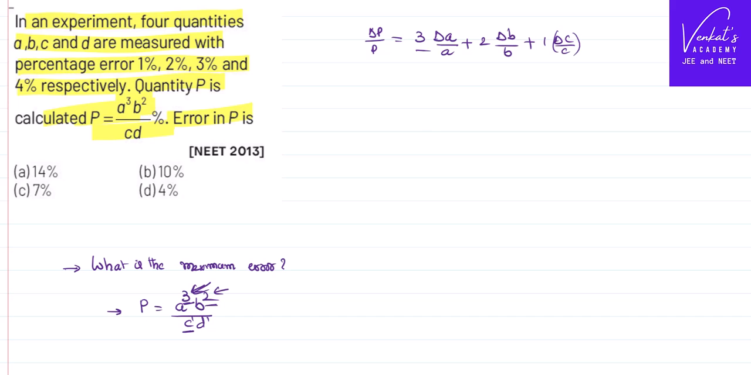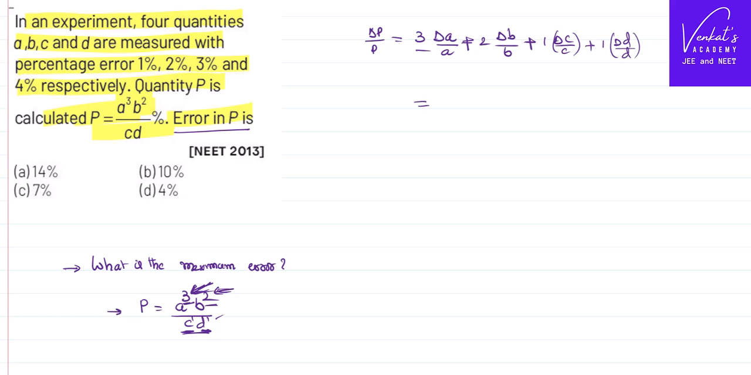Here, I want to give you a word of caution: if you are looking for an absolute error, whoever is in the numerator, we have to add a plus. Whoever is in the denominator, we have to add a minus. But if we are looking for a maximum error, whether it is numerator or denominator, we shall always add the percentage of errors. Similarly for d also, there is a power 1. So, 1 into delta d by d.